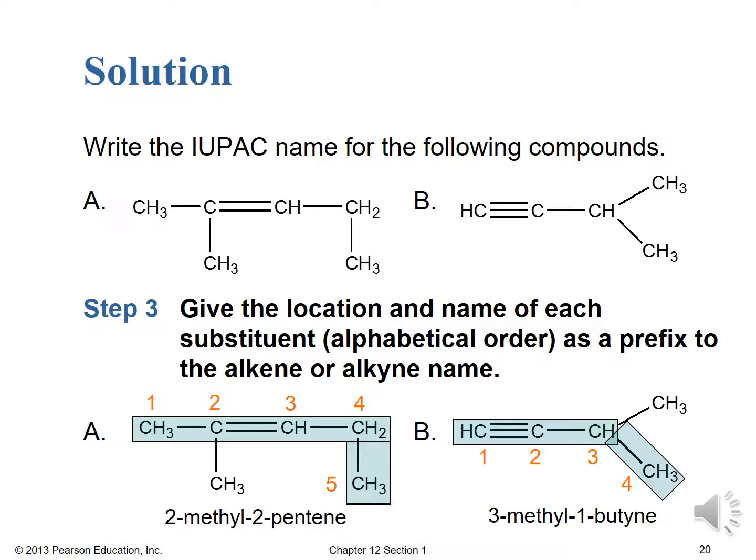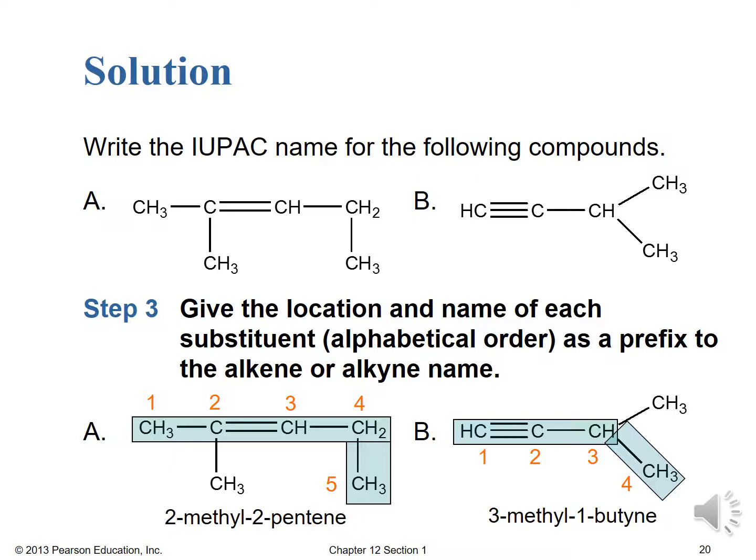The double bond could have been between carbon 1 and 2 or carbon 2 and 3, but in this case, it happened to be between carbon 2 and 3, and therefore that's the 2-pentene part. For the substituent, it also happened to be on carbon number 2, so that's why we have the 2-methyl prefix.